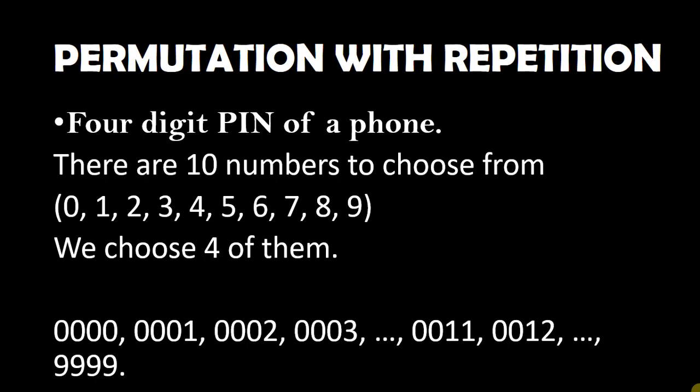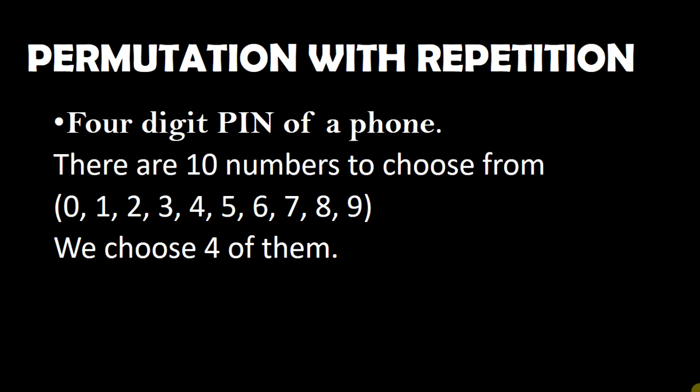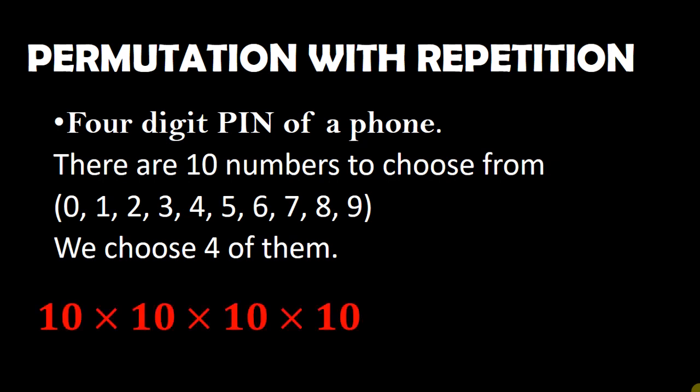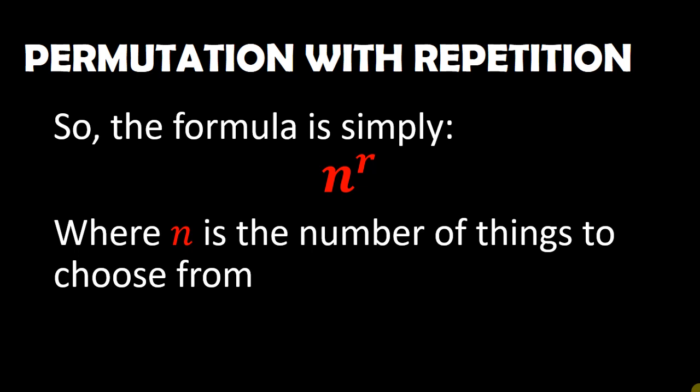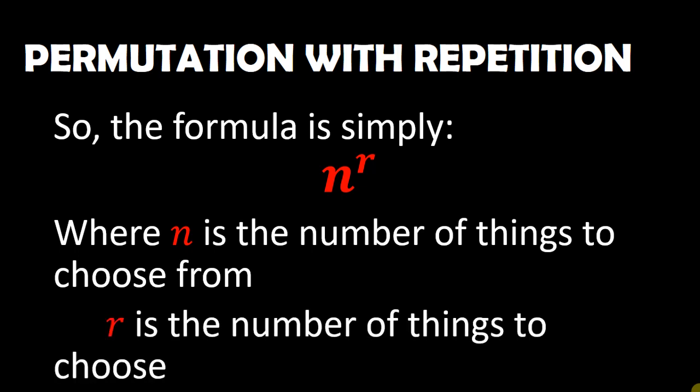Meron tayong formula dyan. Okay, so, kung 10 yung pamimilian natin, at 4 na digit lang yung pipiliin natin, so, we have 10 times 10 times 10 times 10. I-multiply mo lang yung 10 sa 10 ng 4 na beses, or that is equal to 10 raised to the 4th power. And that is equal to 10,000. So, we have 10,000 possible combinations for the pin of your phone. So, may formula tayo dito that is n raised to r, where yung n ay yung kung ilan yung pamimilian mo. At yung r ay yung kung ilan yung pipiliin mo.